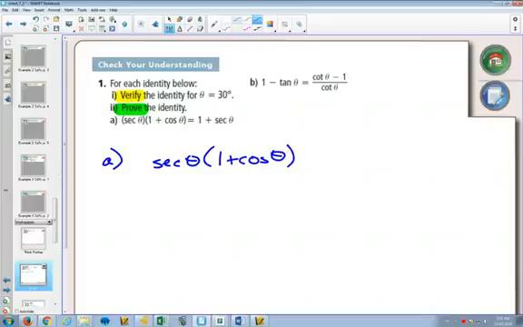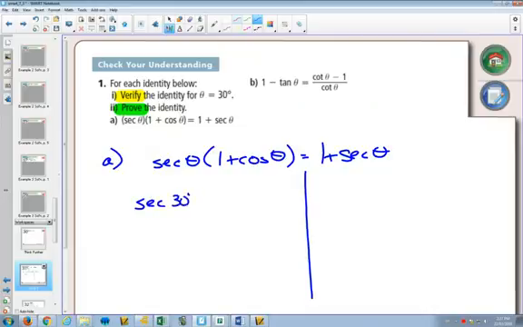we could write out the equation that we want to verify, split it up so we have a left side and a right side, and plug in 30 degrees. And do that on both sides.